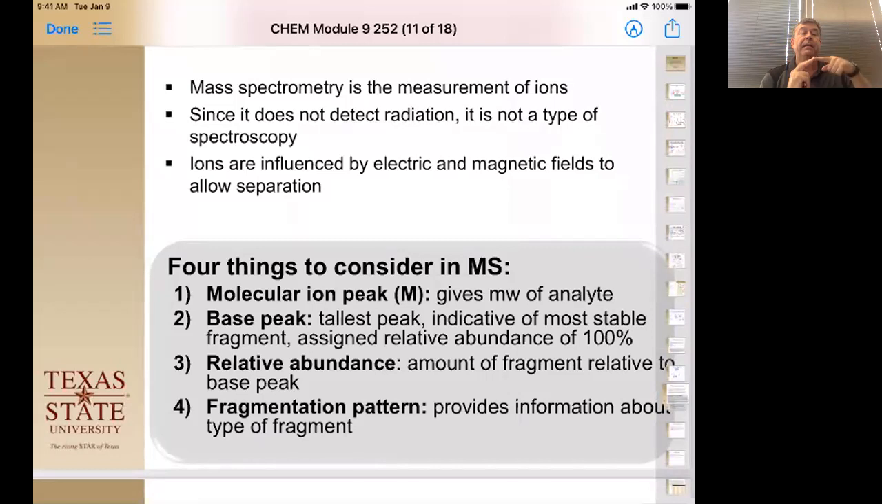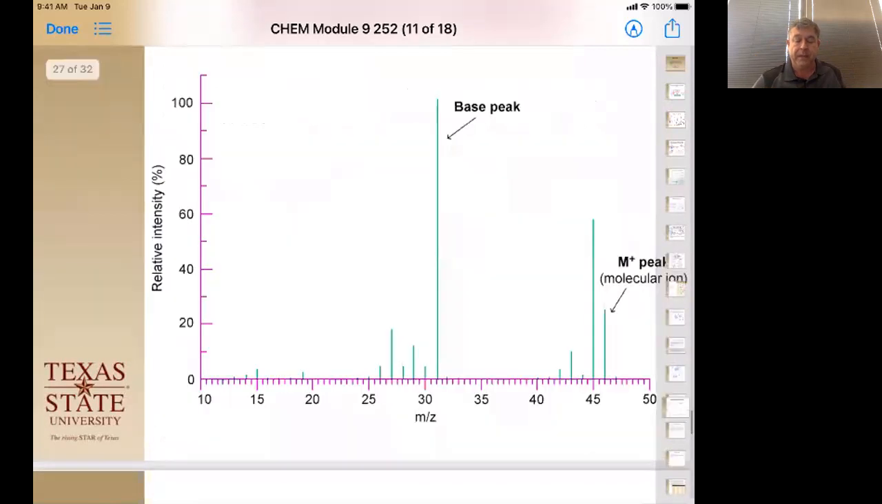The base peak is the most stable fragment that breaks off from the molecular ion peak. Then we have the relative abundance of each of the fragments, and that can give us some information. And then the fragmentation pattern. Okay. So what does a mass spectrum look like?